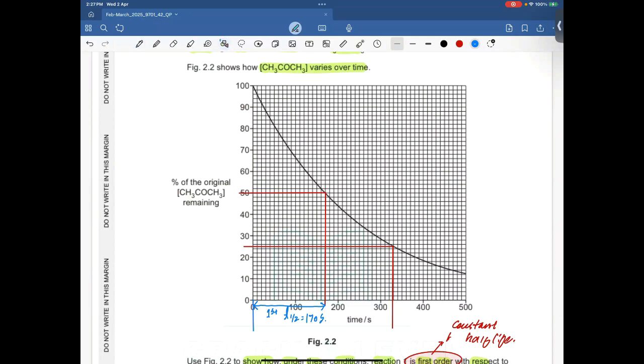Now from here to here, the time is 10, 20, 30, 330. So the second half-life is 330 minus the initial value, which is 170. So 330 minus 170 is going to be 160 seconds. That's almost a constant half-life observed, right?